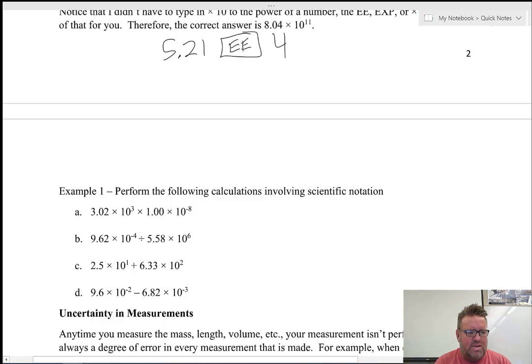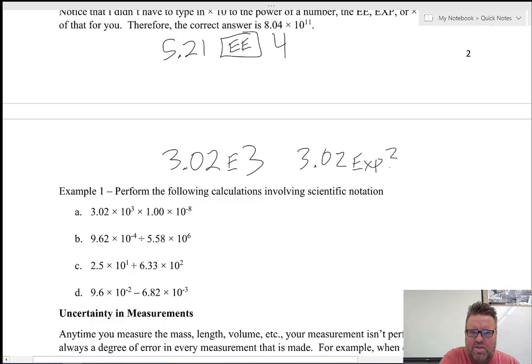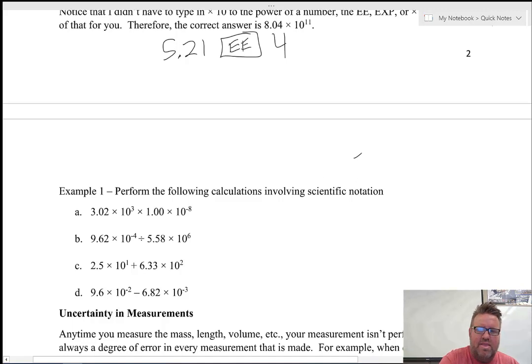Okay, so I'm going to go ahead and type this into my calculator, 3.02 times 10 to the third. And on my screen, it looks like this: 3.02 and then a capital E and then a 3. Yours might look slightly different depending on what button you have. It might say 3.02 EXP 3 on your screen. You might have a 3.02 and then a little 3 up in the corner. Again, every calculator is a little bit different, but it should look something like that.